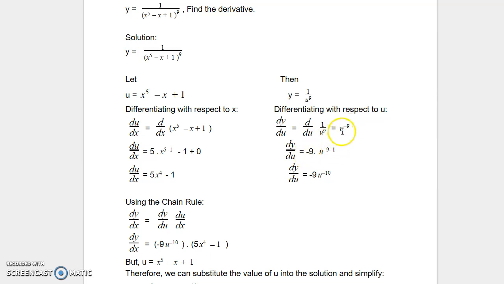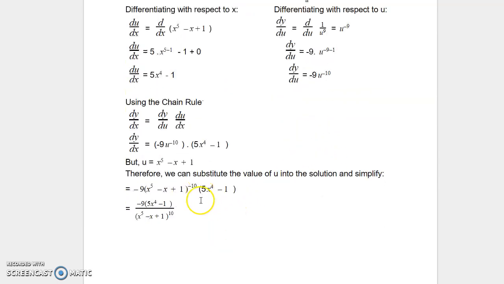So when we differentiate it, we can use the power rule here, and when we simplify it, it simplifies as minus 9 times u to the power of minus 9 minus 1, and therefore it simplifies to minus 9 u to the power of minus 10. Negative 9 plus negative 1 is negative 10. Now we are ready to use the chain rule. The chain rule is stating that dy by dx is equal to dy by du times du by dx. We know the value of dy by du, which is this, and we know the value of du by dx, which is this. So now let's put it together.